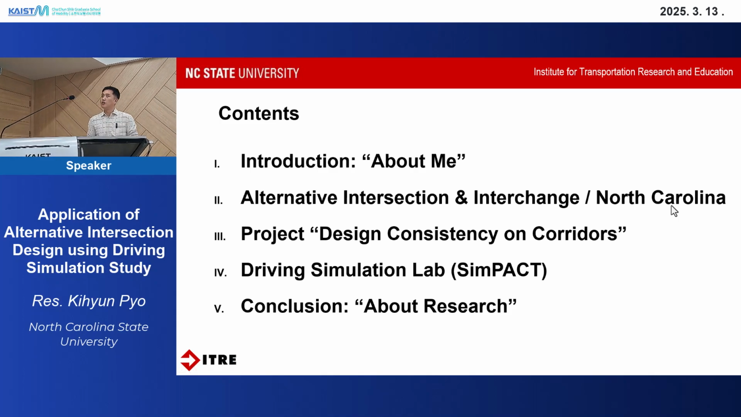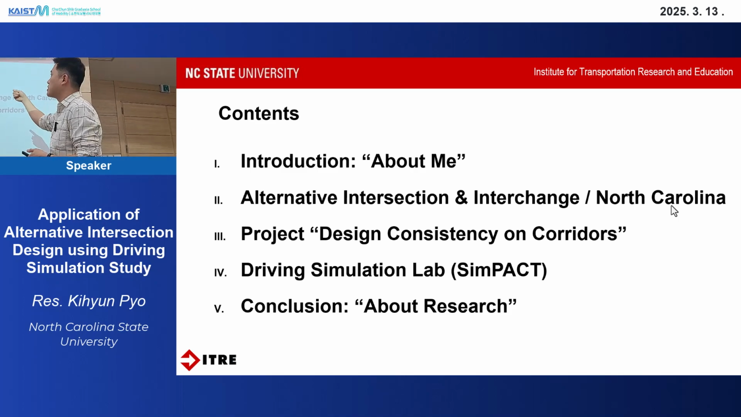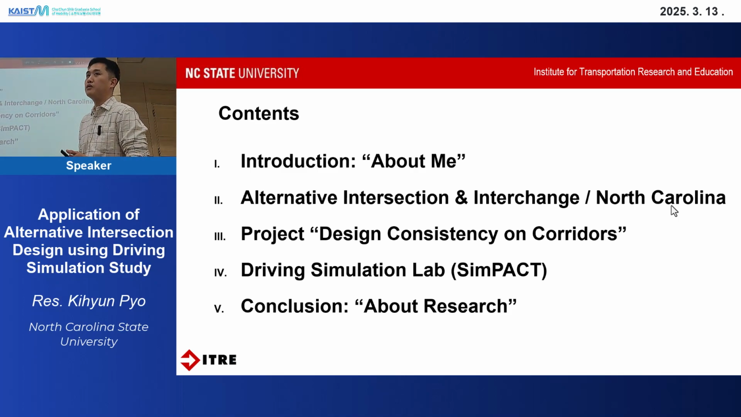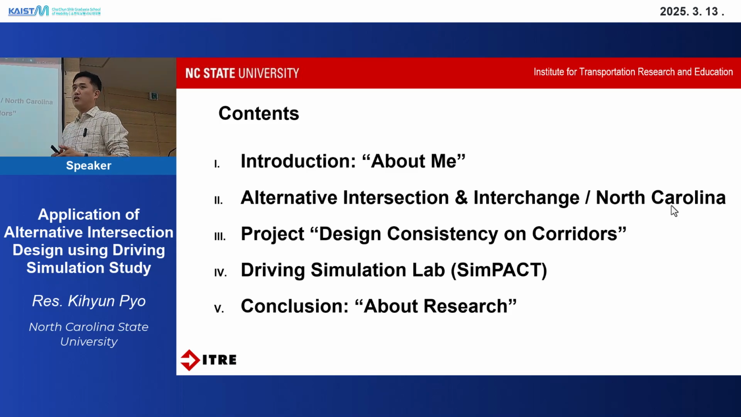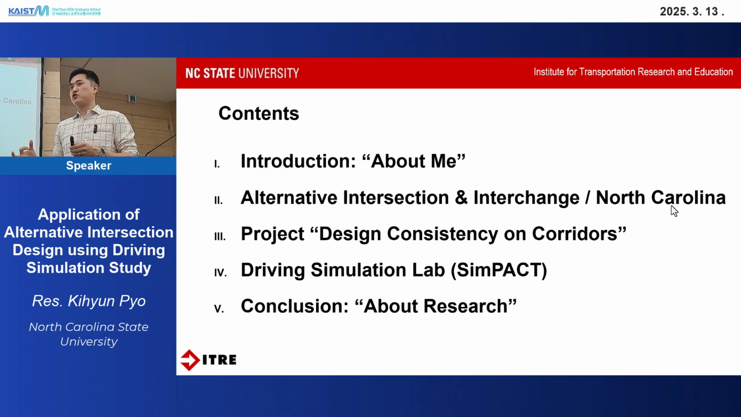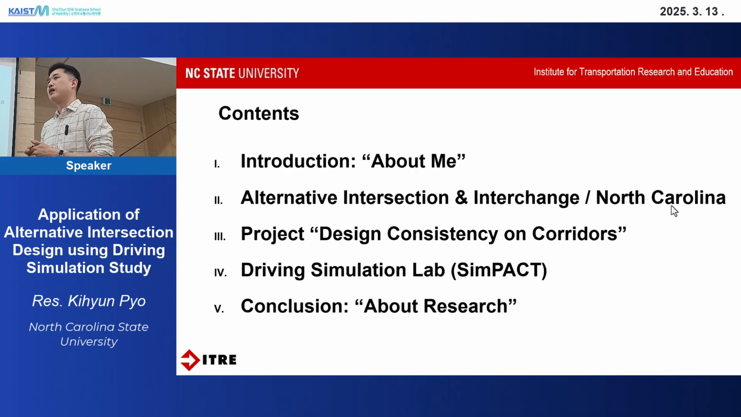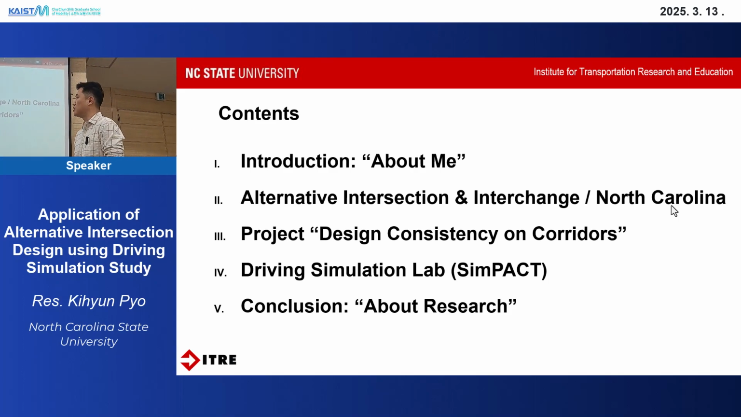Okay, all right, so the contents. The first is a quick introduction about myself. Then I'm going to show you several types of alternative intersections and interchanges. Also, I'm going to share the geometric background of North Carolina. I think we need to understand this a little bit. Then I'm going to give you one example of a research project from NCDOT.